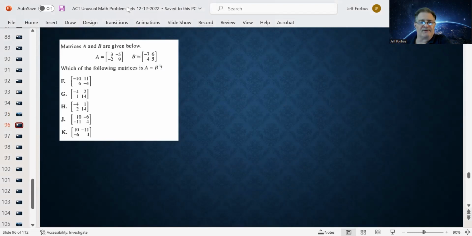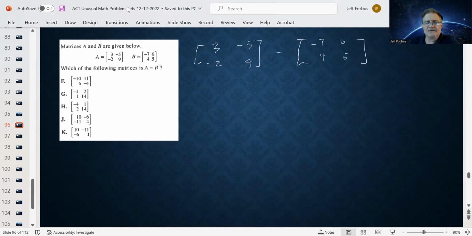Let me just rewrite the matrices here. So 3, -2, -5, and 9. We're going to subtract them: -7, 4, 6, 5. Now, it's just like doing subtraction. We're going to pair the 3 with the -7, the -5 with the 6, the -2 with the 4, and the 9 with the 5.